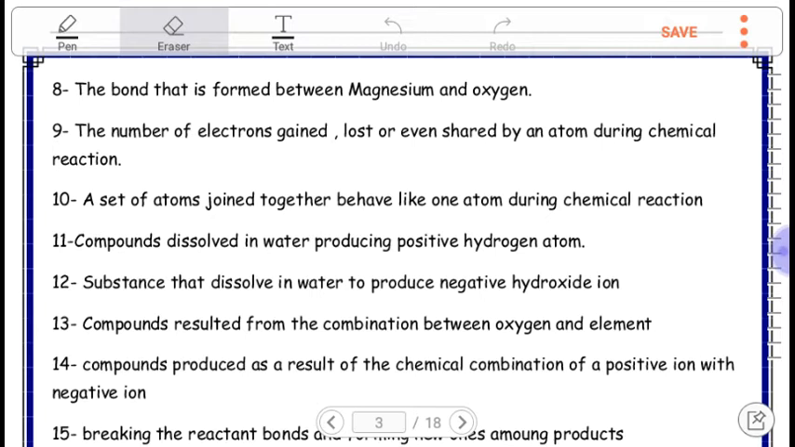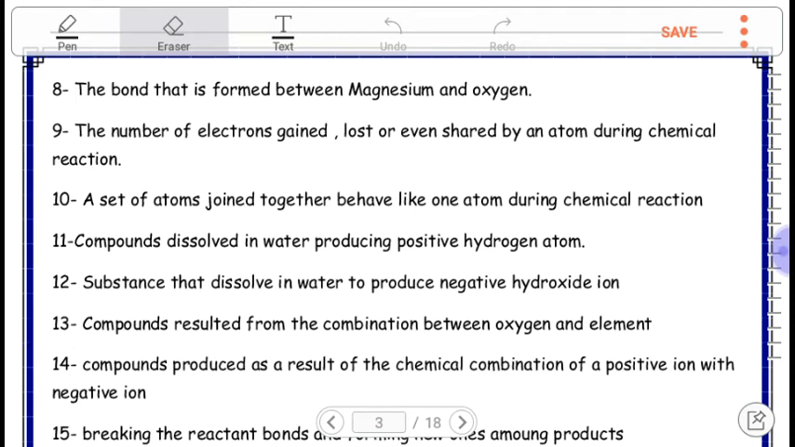Number 11, the compounds dissolved in water producing positive hydrogen ions. So which kind of compounds dissolved in water produce H positive? Yes, it's acids. Very good. Number 12, substances that dissolve in water producing negative hydroxide are bases. Thank you.